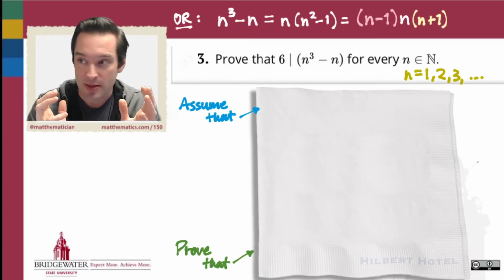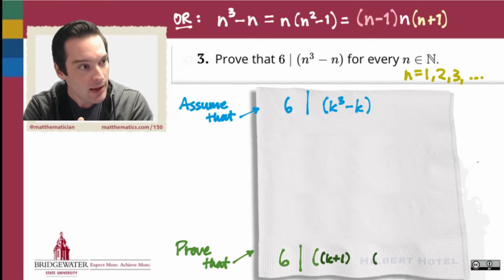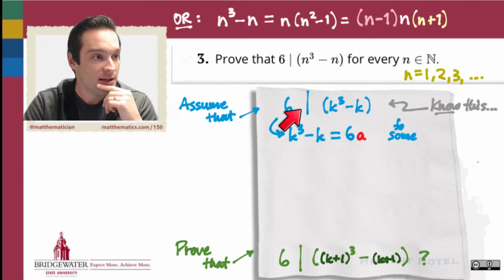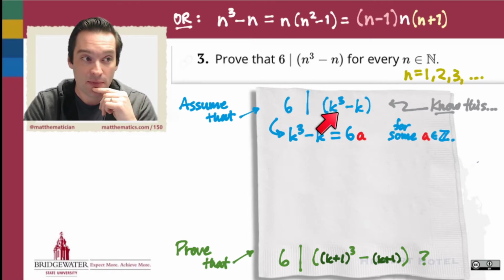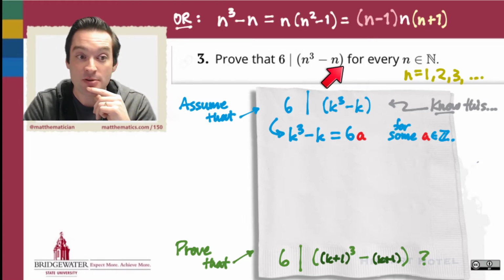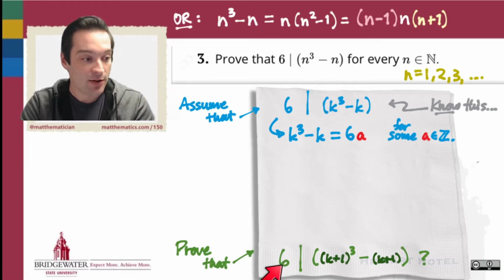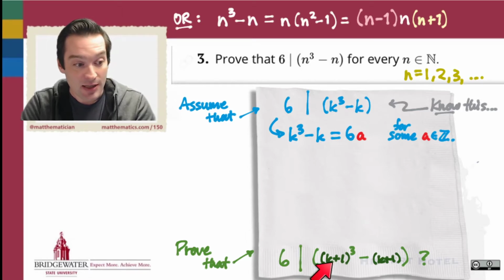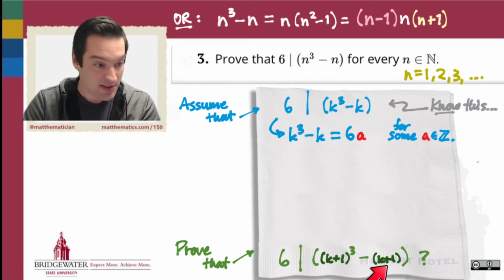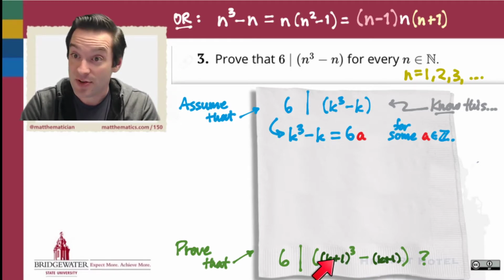Again, starting with the inductive step. At the inductive step, we're going to take our assumption that 6 is a factor of k cubed minus k, so that the statement is true for n replaced by an arbitrary k. And then we need to try to deduce that 6 is a factor of (k plus 1) cubed minus (k plus 1). One of the places to get screwed up on this is to forget parentheses around your k plus 1 when you're writing this expression.